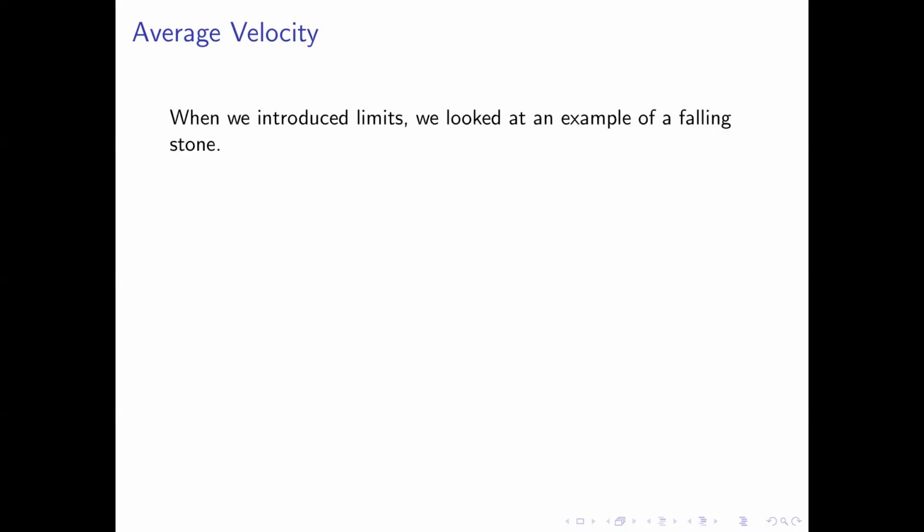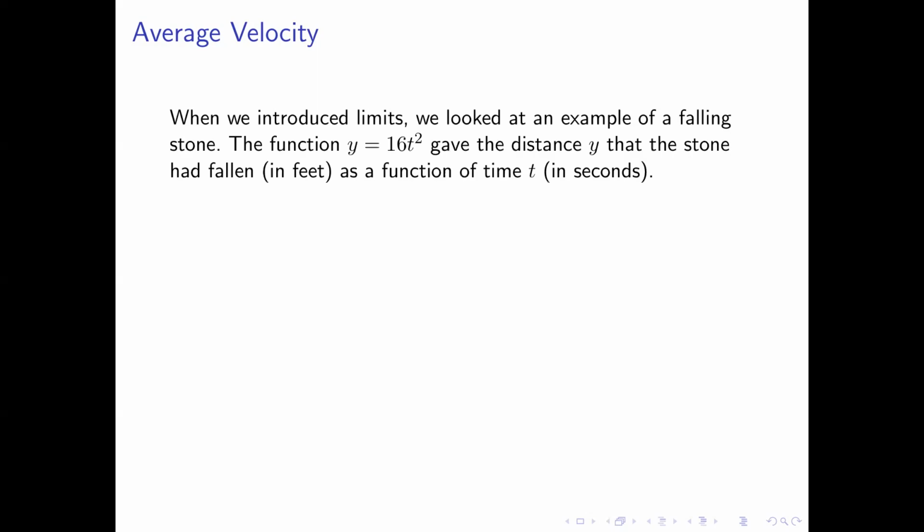Let's go back now to something we looked at a while ago, the idea of an object's average velocity. Back when we first introduced limits, we had an example in which we had a falling stone, and we had a function that gave the distance that the stone had fallen, measured in feet, so that's what we're calling y. And this equation, y equals 16t squared, defines y as a function of time t, and we'll say that we're measuring time in seconds.